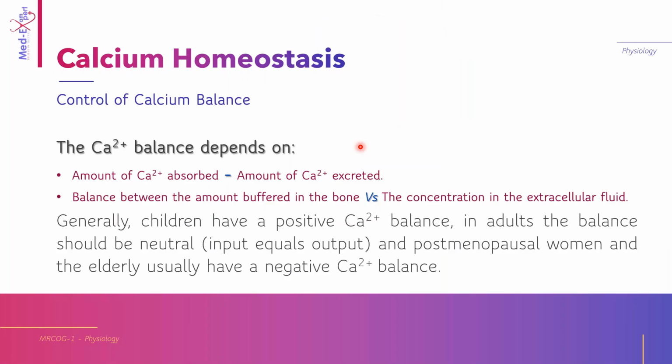So how is the balance of calcium controlled in our body? The calcium balance depends on the difference between the amount of calcium absorbed and the amount excreted, and the balance between the amount buffered in the bone and the concentration in the extracellular fluid. In general, children have a positive calcium balance, and in adults, the balance should be neutral: the input equals the output. And in postmenopausal women and elderly people, usually they have a negative calcium balance.